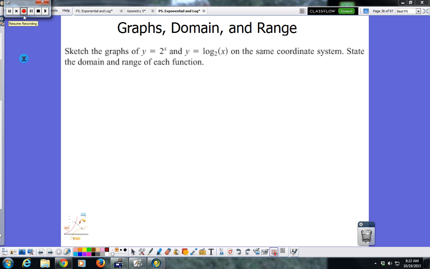But let's go back to what it actually asked me to do here. Sketch the graphs y equals 2 to x. We won't actually sketch because I've got it down here, but I do want to do the second part of that. State the domain and range.